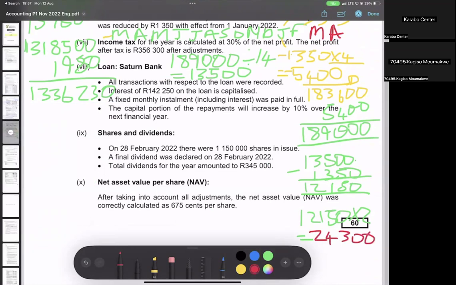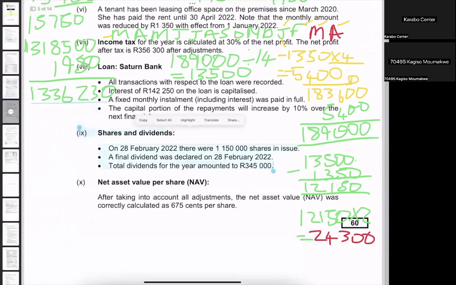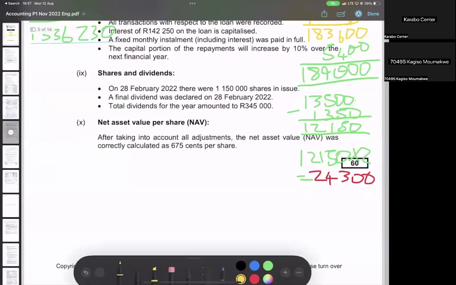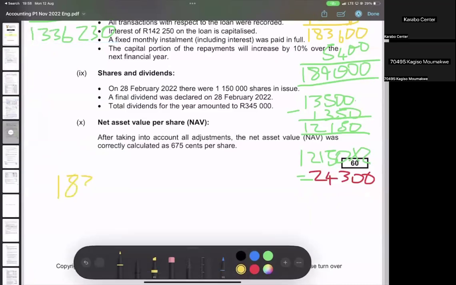So this is how you're going to record on your statement of comprehensive income. So you're going to say 183,600 minus 24,300. You get 159,300. So this is what you get.